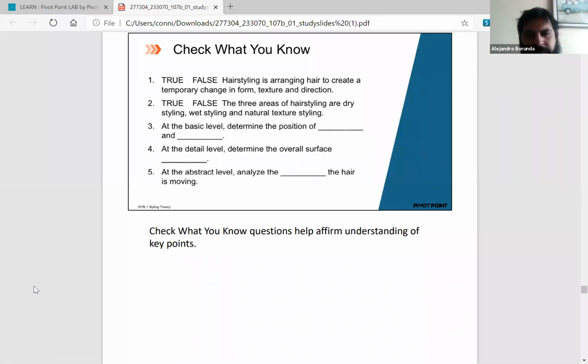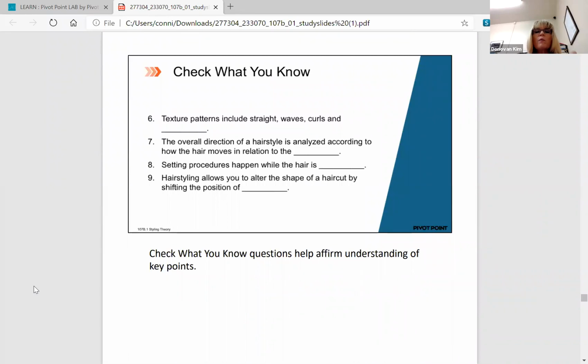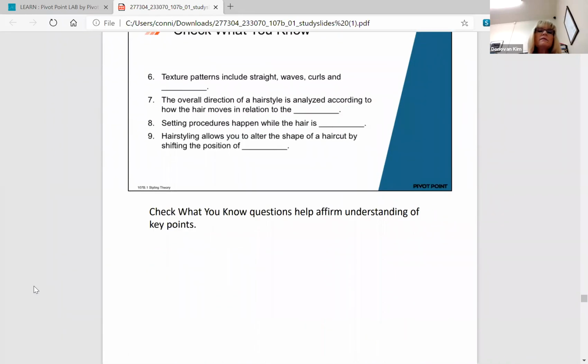The shape and form, probably is. At the detailed level, determine the overall surface. That one's going to be, is it straight or is it smooth, which is known as texture, right? At the abstract level, analyze the blank the hair is moving. Direction. Texture patterns include straight, waves, curls, and tightly curled. The book calls it something else. I think it's like a spiral. Spiral, yeah, but it's kind of the same thing.